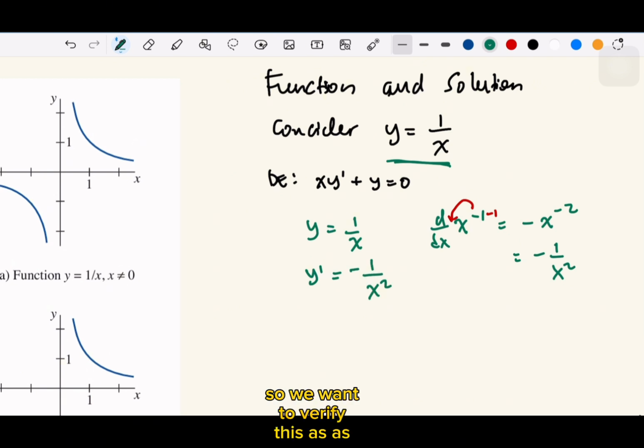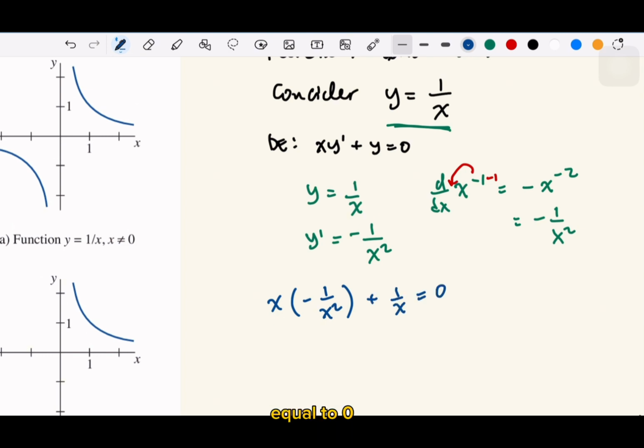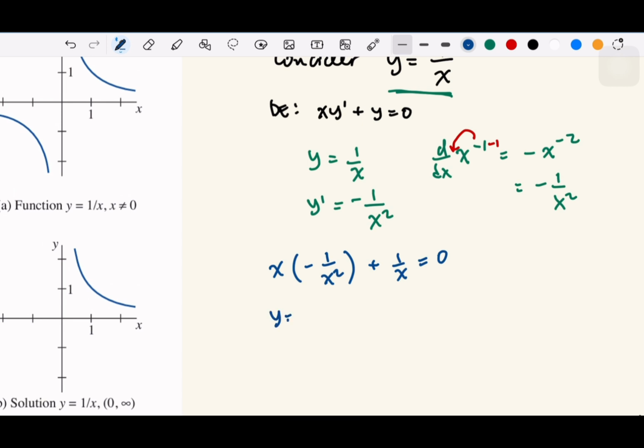So we want to verify this as we previously tried. We try to substitute, okay? So x times -1 over x squared, plus 1 over x, equal to 0. And it's satisfied, right? It's satisfied. It's back to the identity. So we could say that y equal 1 over x satisfies this differential equation.